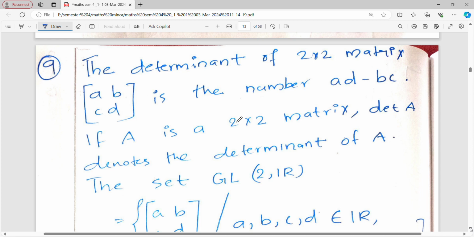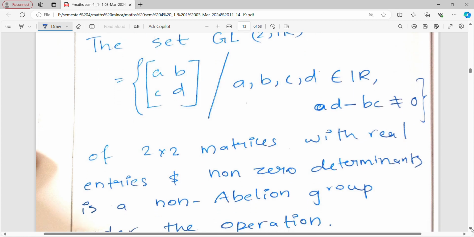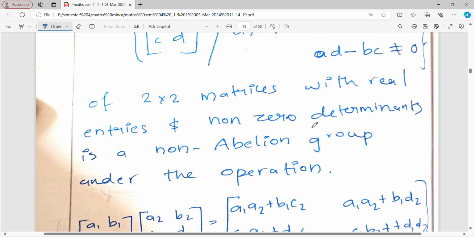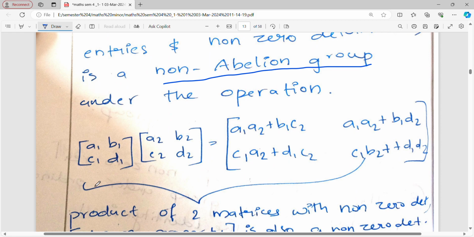That is the set GL(2, R). 2 means it is a 2 by 2 matrix, and R means the entries are real numbers. Here the determinant must not be equal to 0. Then it is a non-abelian group under the operation. This is the operation, okay?